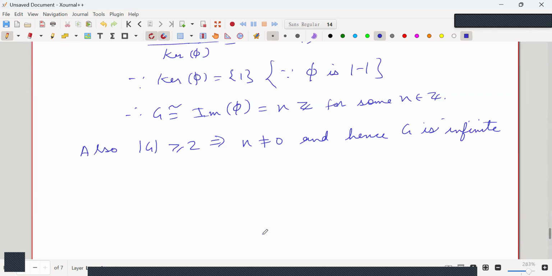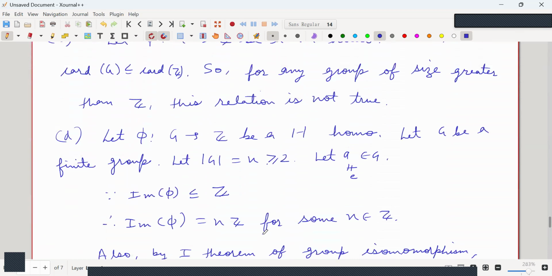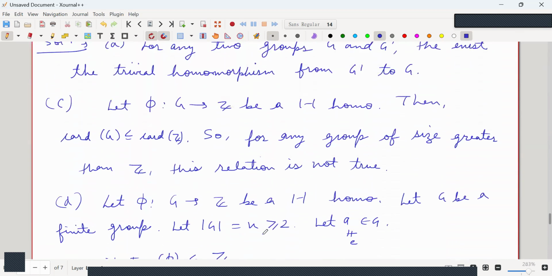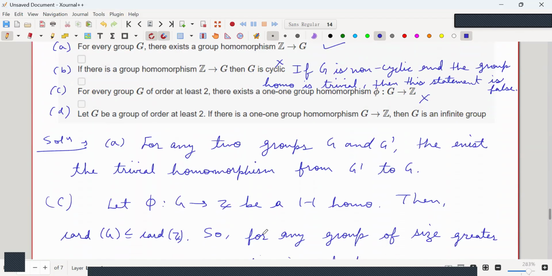Clear? Yes, sir. If it is non-zero, then this set is always going to be infinite, right? So that's the argument. For the onto case, whatever you were saying was correct. If we have some onto homomorphism from G to Z, then G is an infinite group. That follows from whatever you were saying, or from here as well.